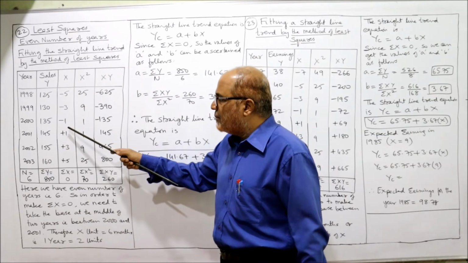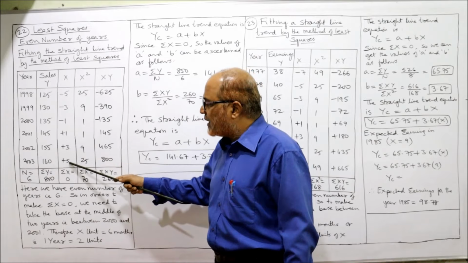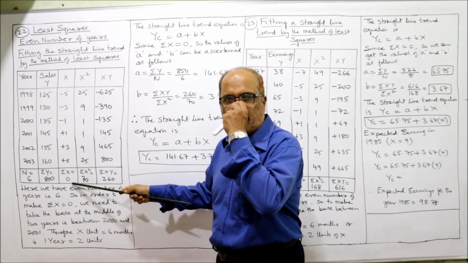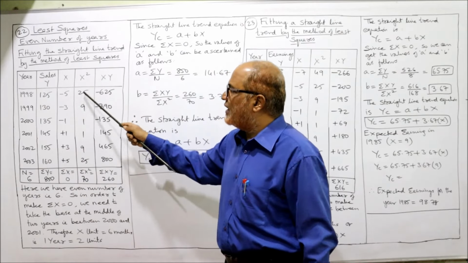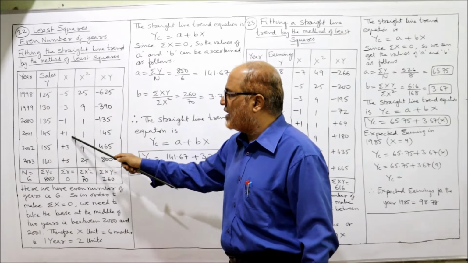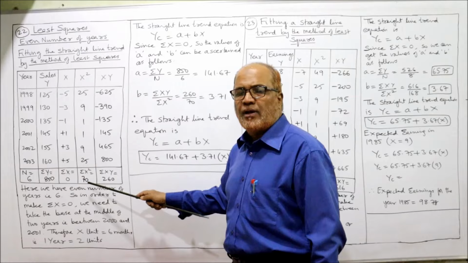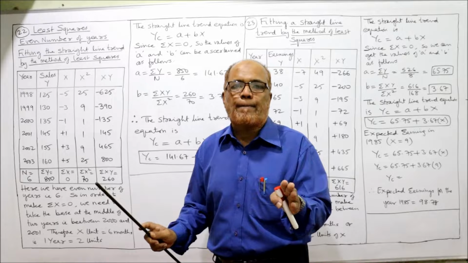So minus 1, plus 1. Then plus 3, plus 5, minus 3, minus 5. If you take summation x, it is equal to 0. Now x square. 5 5 is 25, 3 3 is 9, 1 1 is 1, 1 1 is 1, 3 3 is 9, 5 5 is 25. Total 70.